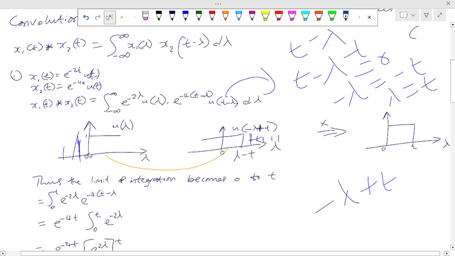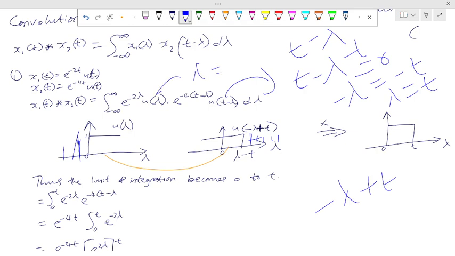Then for this other one, at the point 0, we are going to move from 0 to what? T. So this will be our new limit, from 0 to t. Thus the limit of integration becomes 0 to t. Are we seeing this now?